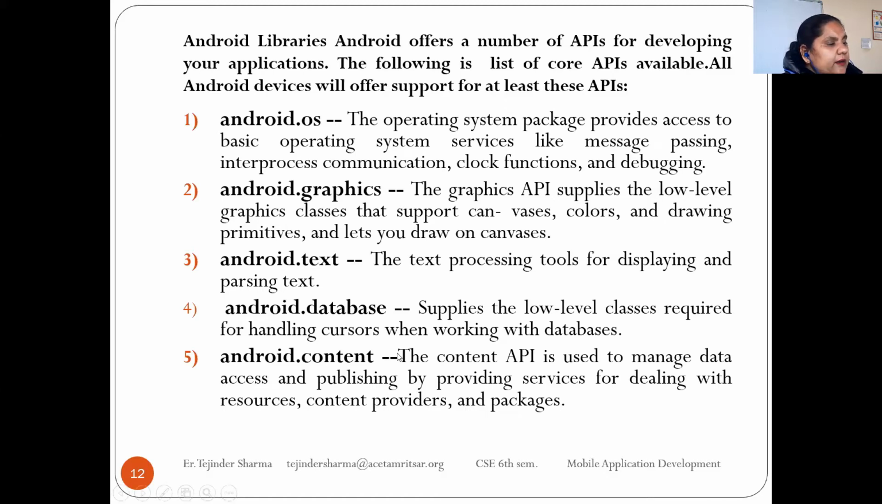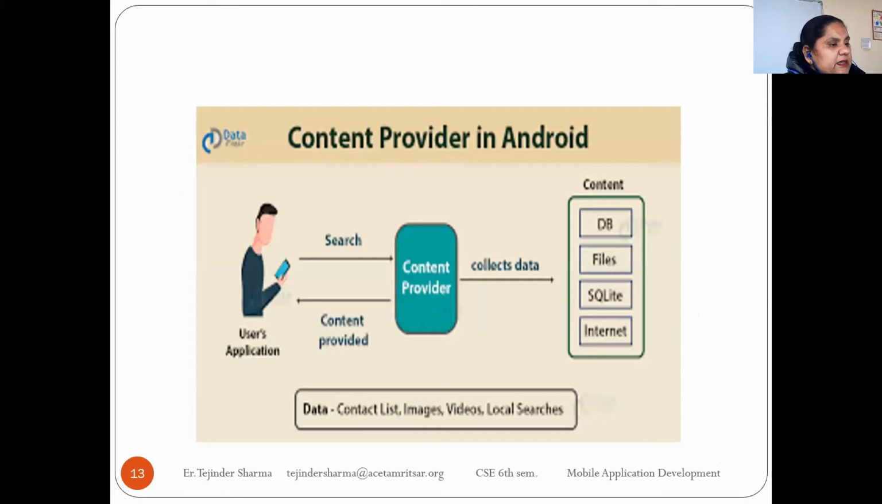So Android.content, the content API, is used to manage the data sets, publishing by providing the services while dealing with the resources, content provider, and the packages. Now let's have a look at what the Android content provider is. See, this is the content provider. Suppose you want to search for something from your contact list. So your content provider is your contact list. It will search for the required content. That means it will look for the databases, files, SQLite, internet, whatever content you are looking for, and it will provide it to you in a single box.